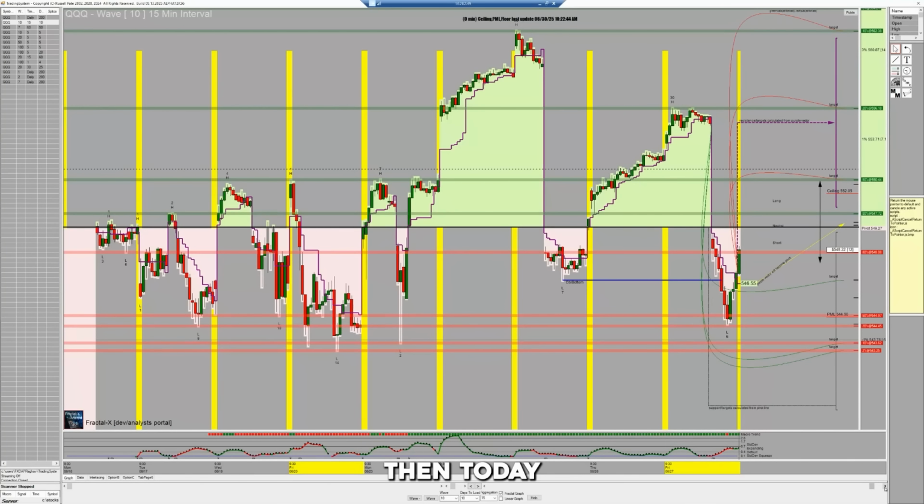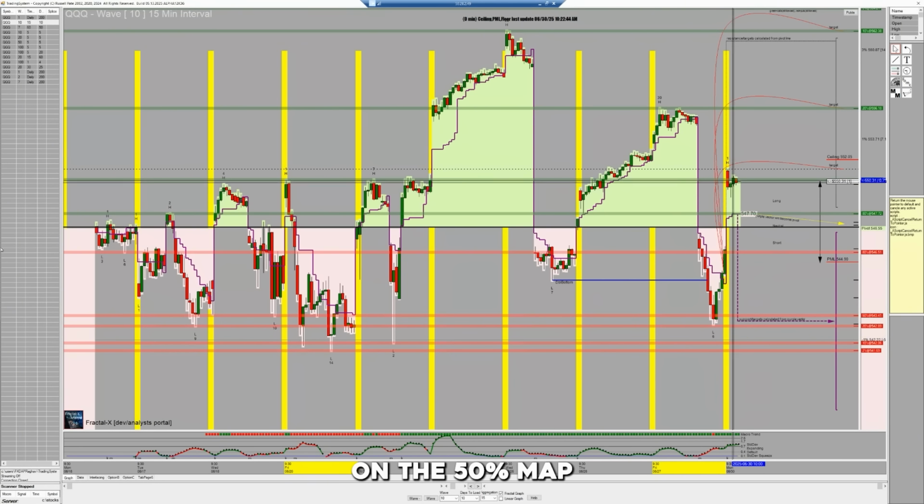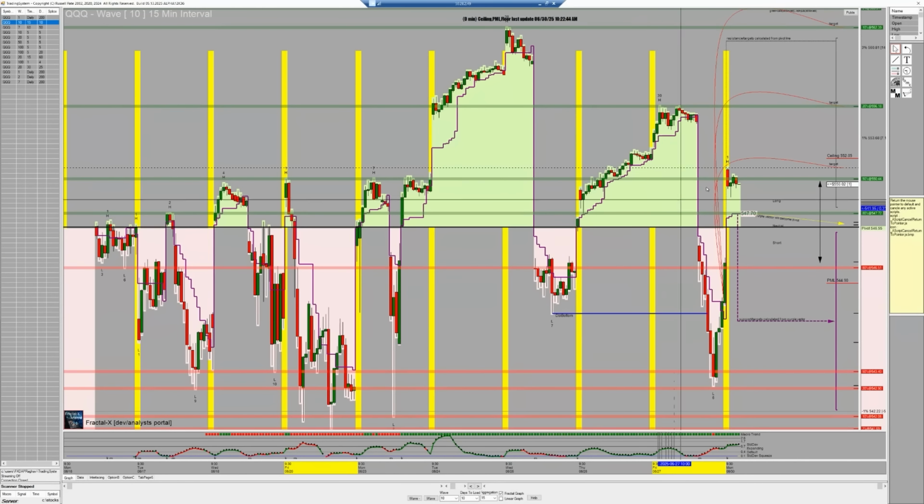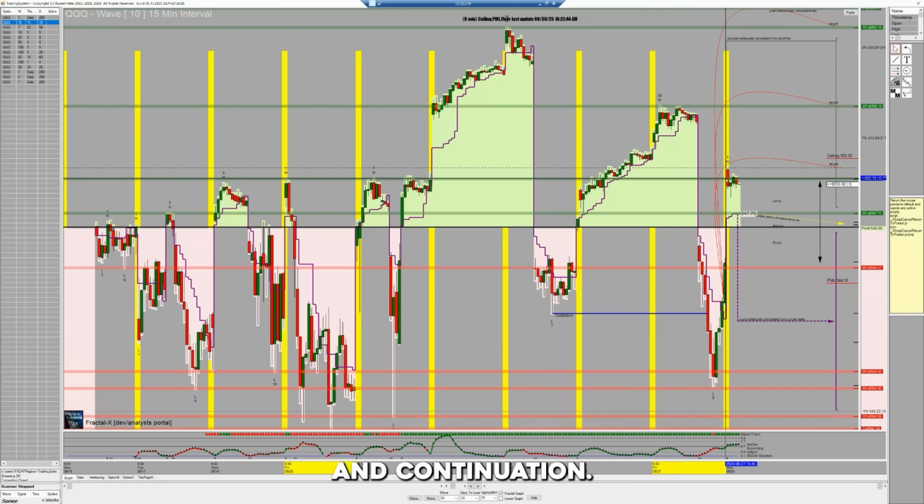Yeah. Then today we are somewhere around the 50% band, showing us that there is only a 50-50 chance of continuation or reversal. Makes sense. Do these variables, like 80%, 50%, 20%, change? Yeah, we are coming to that.